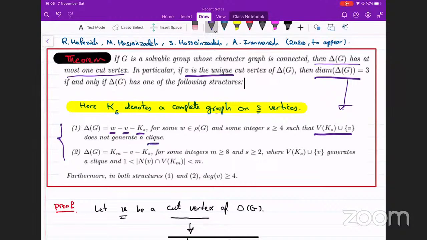What do I mean by a clique? I mean a complete graph inside your graph. Or you will obtain delta G in this form. It means you start with a complete part, you will end with a complete part, and in the middle you have a cut vertex V. But you have some conditions that M must be at least 8, S must be at least 2. Vertices of Ks union V, they should generate a clique, but vertices of Km union V, they shouldn't generate a clique. And in any case, degree of your cut vertex must be at least 4.